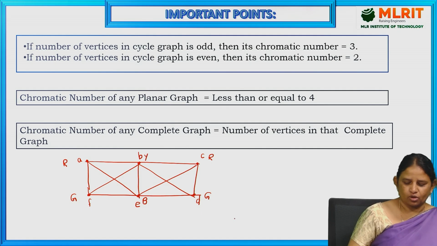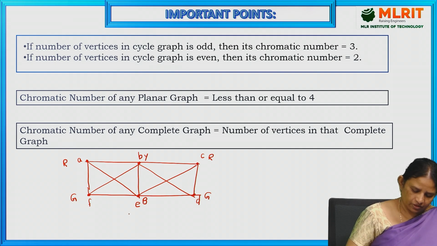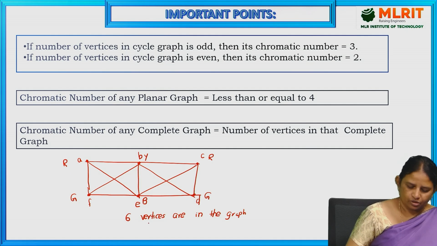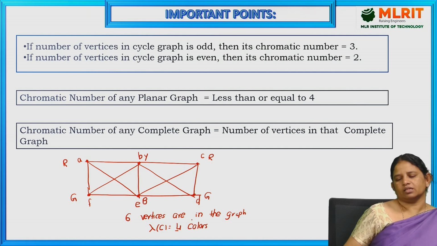So what is the chromatic number? There are 6 vertices present in the graph. Then the chromatic number for this graph is 4. We can use 4 colors to color the graph. That is the example problem for chromatic number.